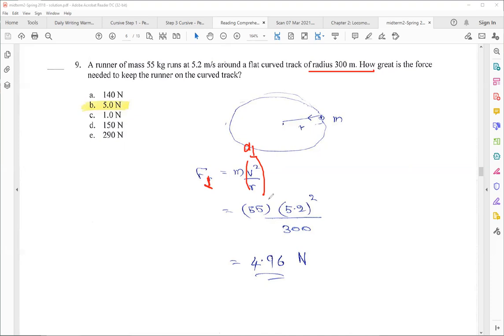So it's a matter of just plugging the numbers. So 55 for the mass, 5.2 for the velocity, and 300 for the radius. You get this much force, okay? Again, straightforward.